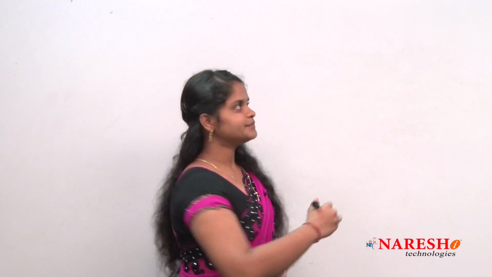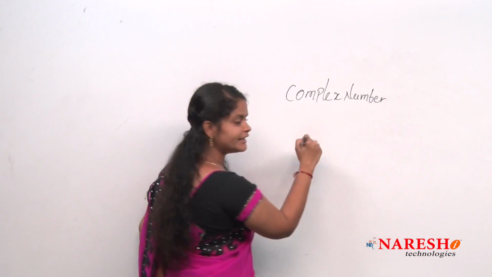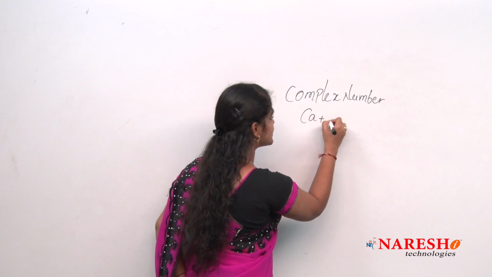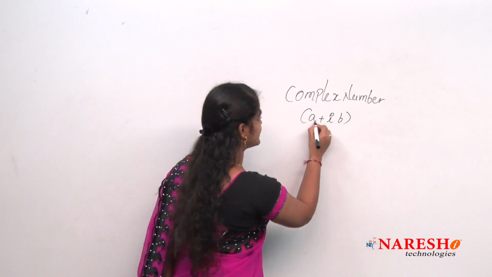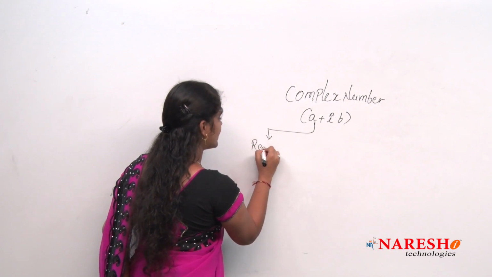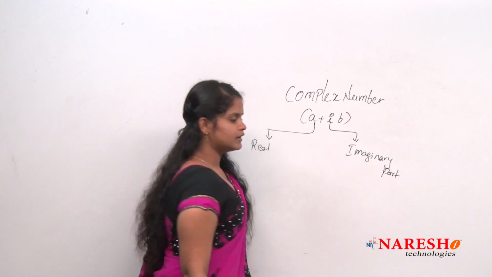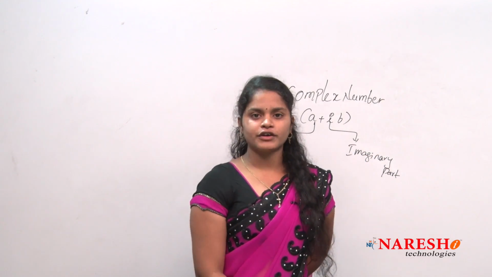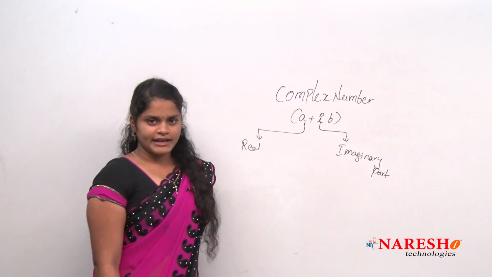All the numbers exist from a number called the complex number. You might have heard this word, right? Complex number. A complex number will be in the form of A plus iB, where A stands for the real part and i stands for the imaginary part. What is this real part and imaginary part? Let me explain with an example.